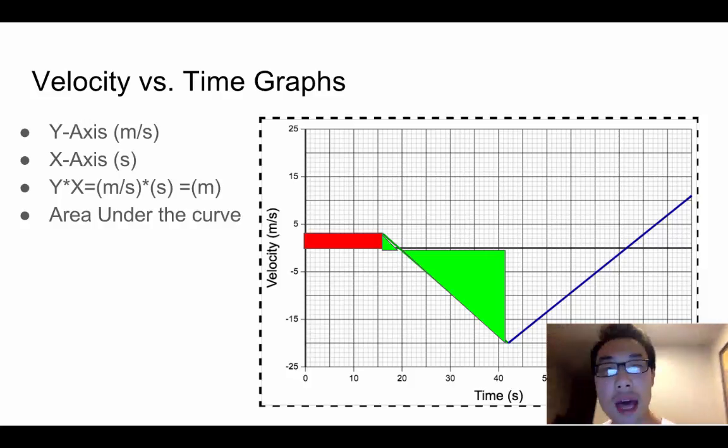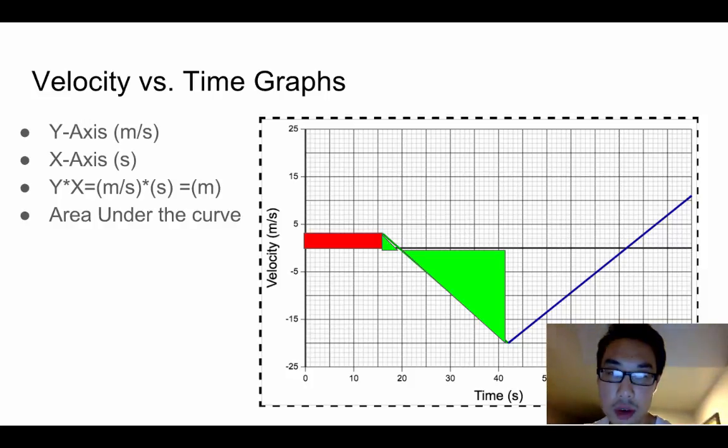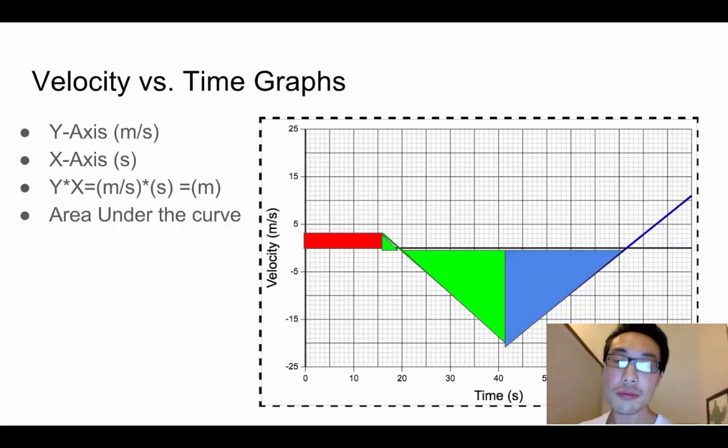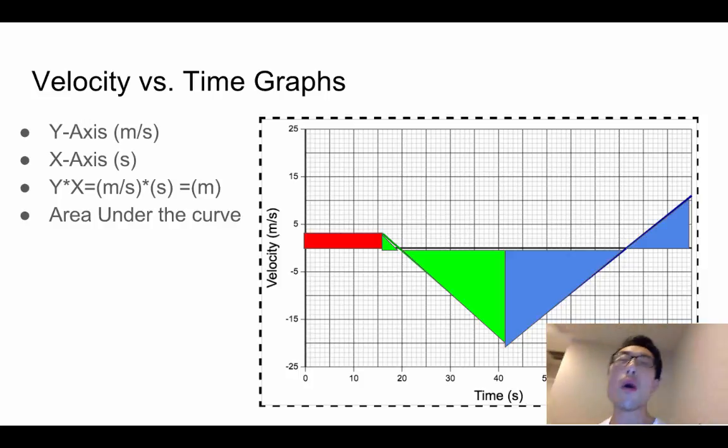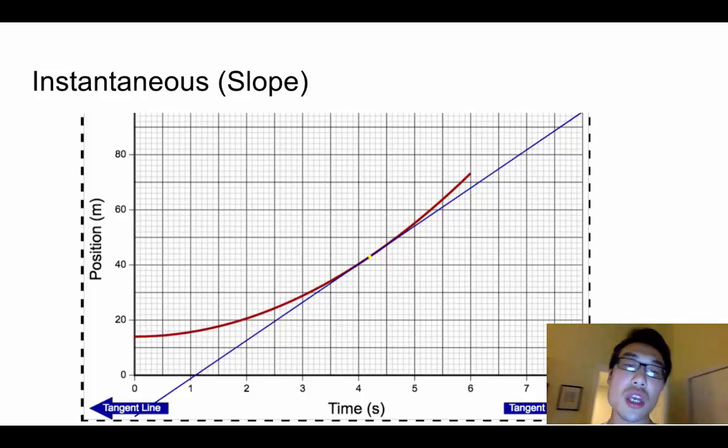Okay. Now be careful. A lot of students want to find the shape which is on the opposite side of it, but don't do that. It's from the line to the 0. Okay. Now we do the same thing for the blue region. We get the negative area, and we add it to the positive blue, and whatever the sum is the total displacement. All right. One last thing that we're going to be looking at is the instantaneous slope.